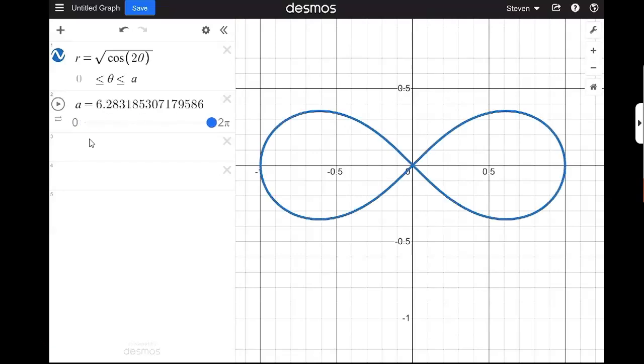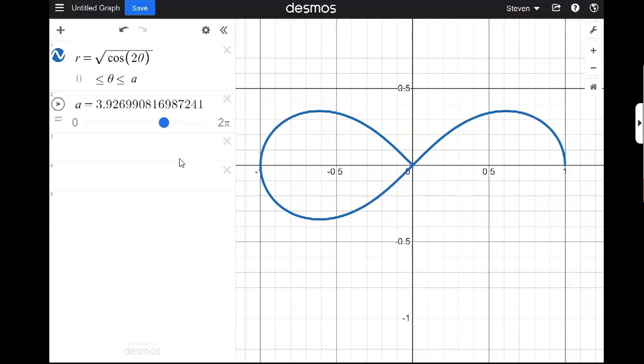First of all, there's the whole graph. So we're actually graphing infinity. That's kind of cool, right? Here we actually have what looks like a very nice shape for infinity. The square root of cosine 2 theta makes a really nice looking infinity symbol.